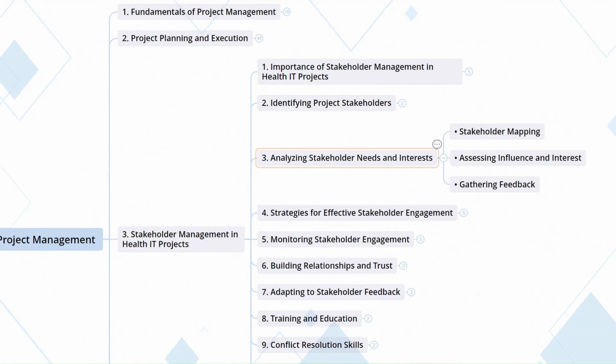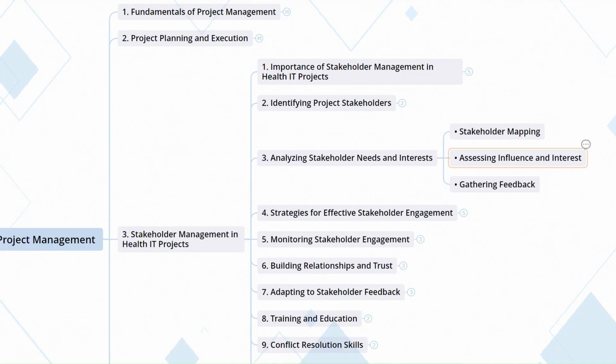Once stakeholders are identified, it is essential to analyze their needs, interests, and influence regarding the project. These include stakeholder mapping, assessing influence and interest, and gathering feedback. Firstly, stakeholder mapping. Utilizing stakeholder mapping tools helps visualize stakeholders based on their level of influence and interest. This mapping helps prioritize engagement efforts based on potential impact on the project.